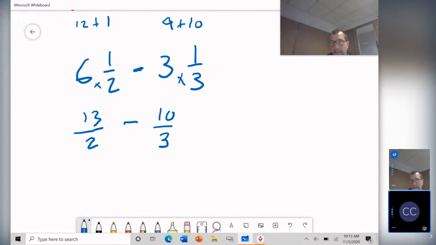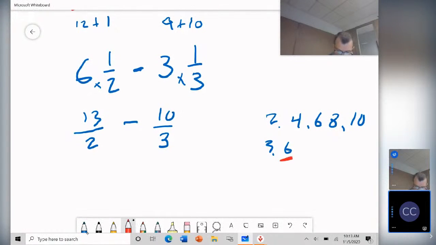Okay, so this one, hopefully you're like, oh, 2 and 3, I both know they go into 6. And if you didn't, you would just do the 2, 4, 6, 8, 10. Then we'll do the 3, 6. And you probably wouldn't have to go any further because you're going to go, oh, they both go into 6. So 6 is going to be the common denominator.